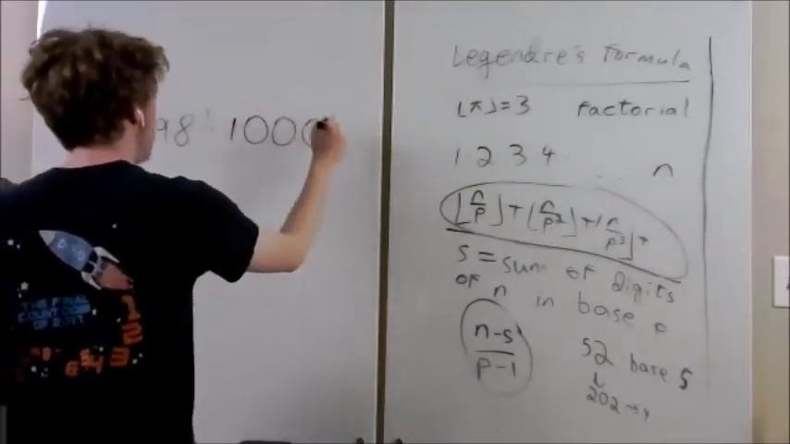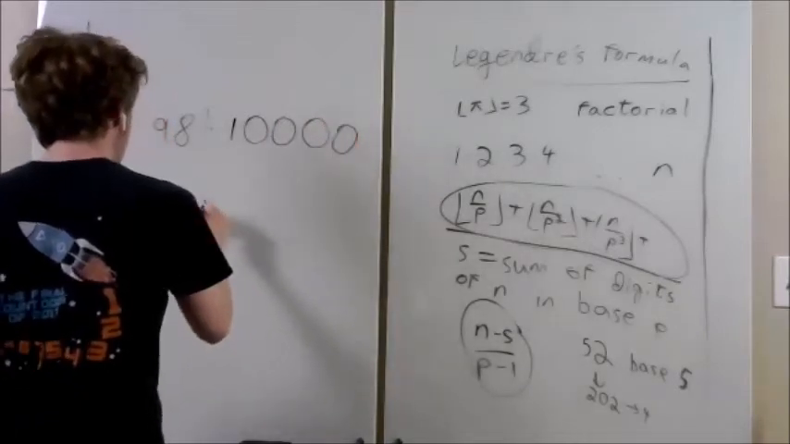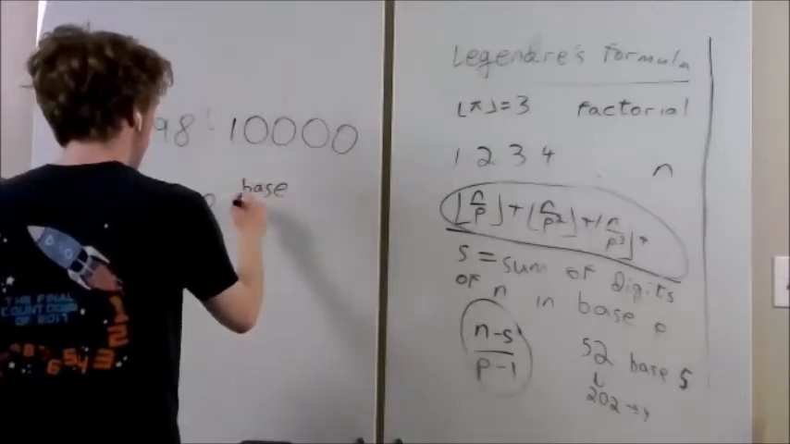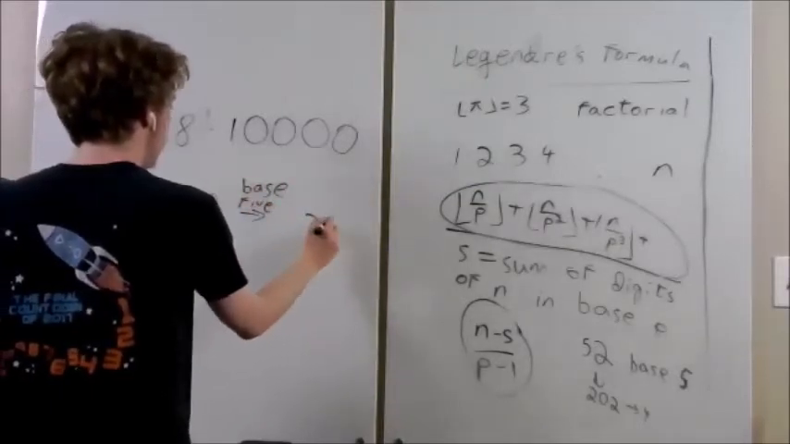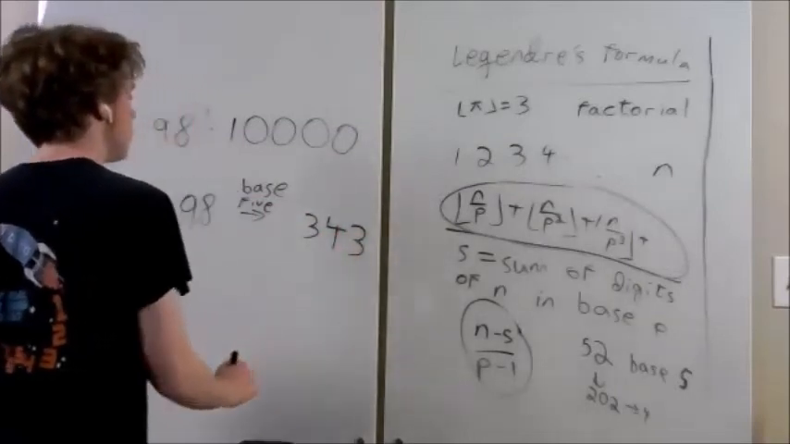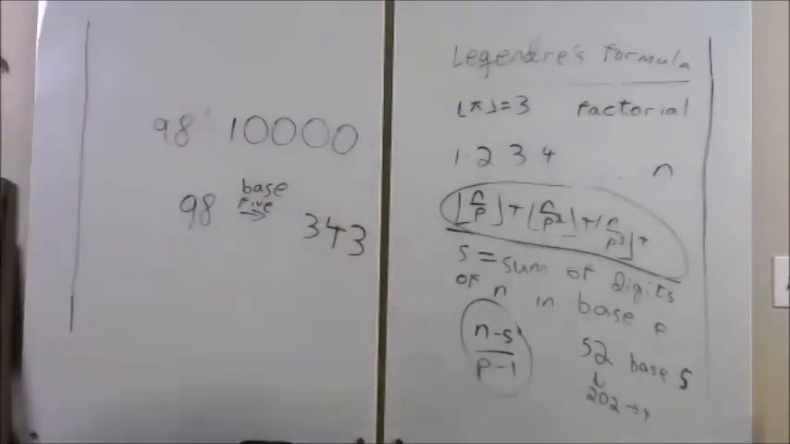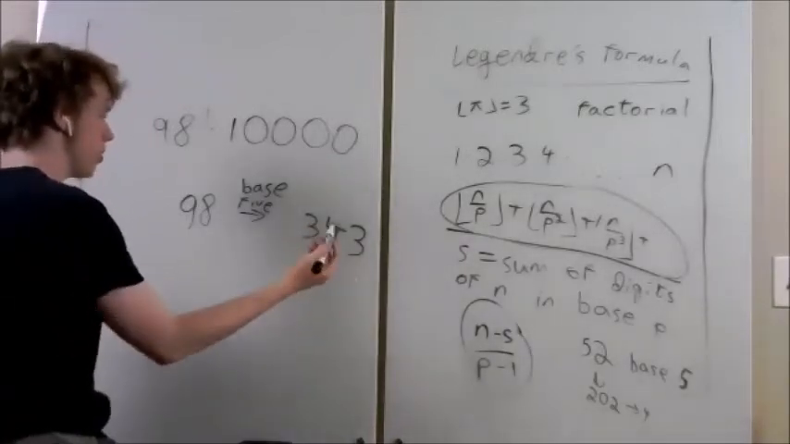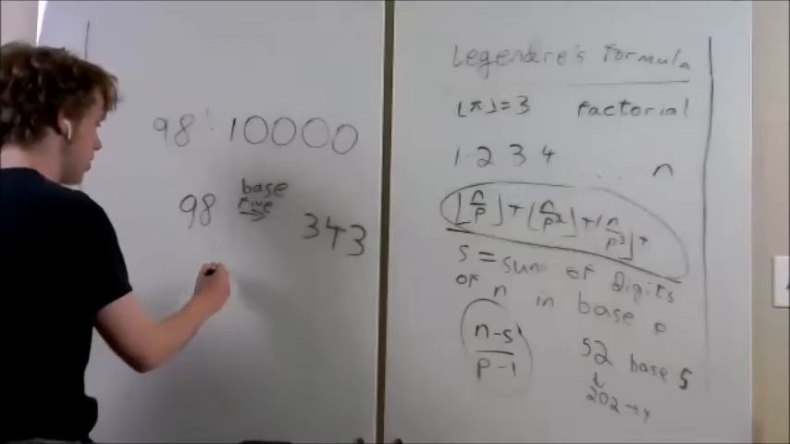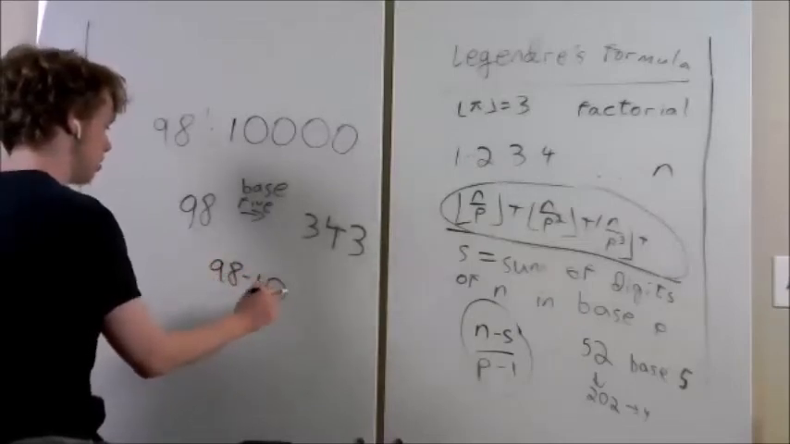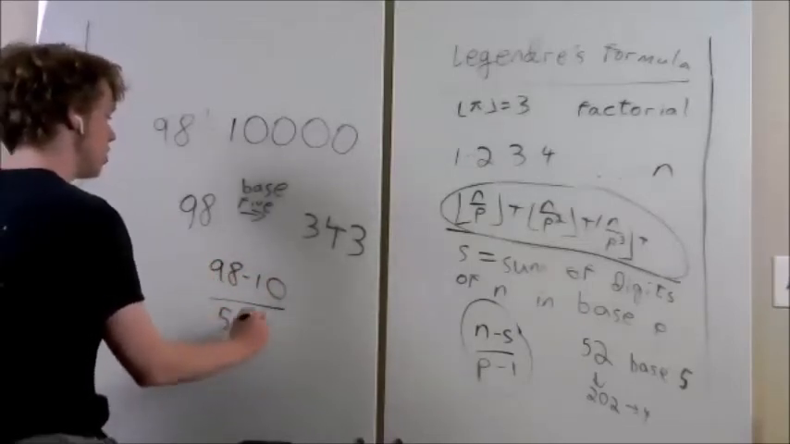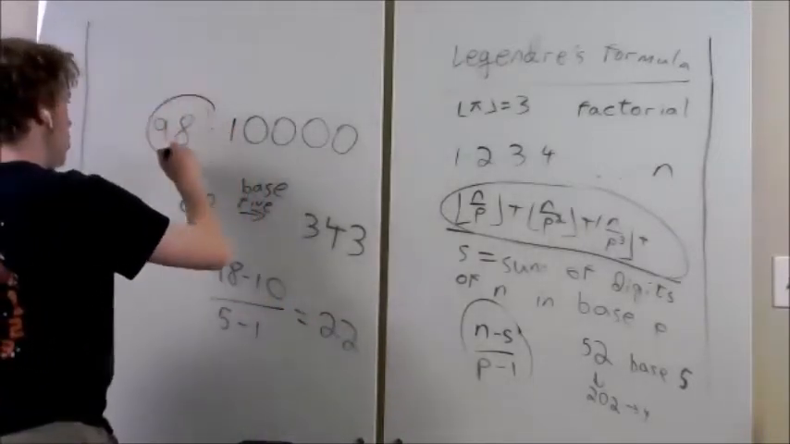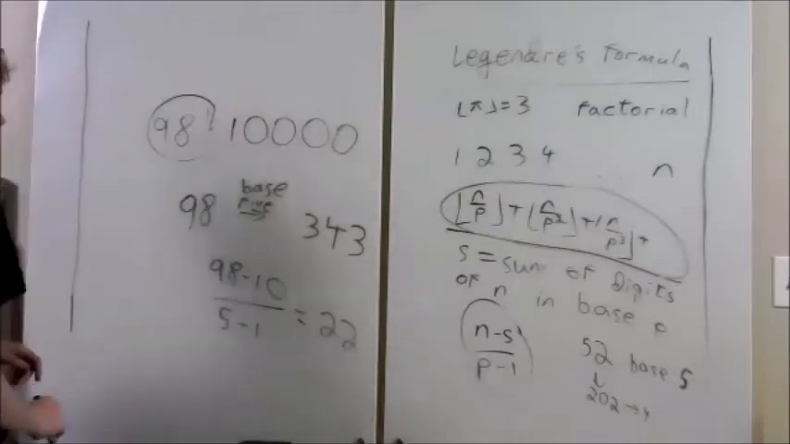Now you can use Legendre's formula. 98 in base 5, you would write as 343. You can figure that out. And so the sum of the digits is 3 plus 4 plus 3, which is 10. And so (98 minus 10) over (5 minus 1) is 22. So 5 appears 22 times in the prime factorization of 98 factorial.